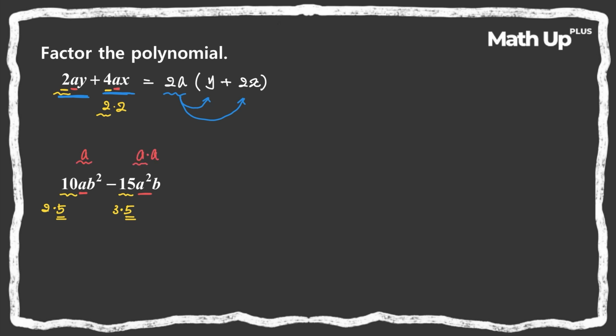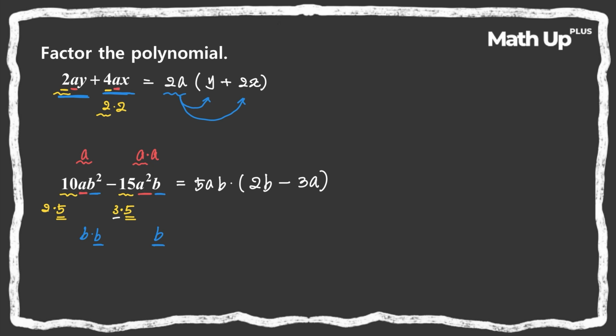If we look at b, we have b squared and b, right? So the common factor is b, right? b squared is b times b, and we have 1 b here. So b is a common factor. So this is equal to, common factors are 5ab, times leftover 2b, minus, we have 3 and a, right?